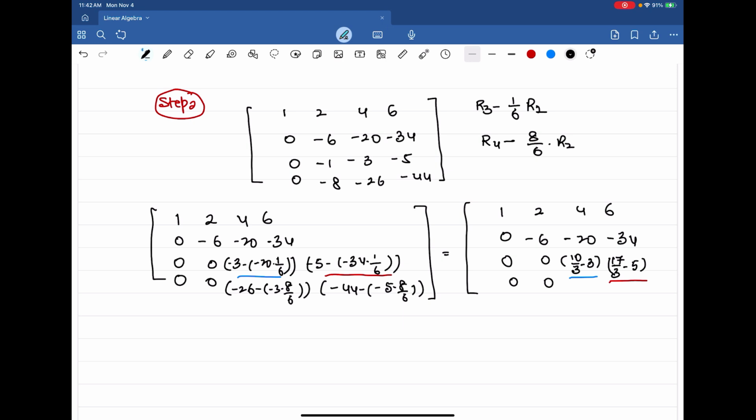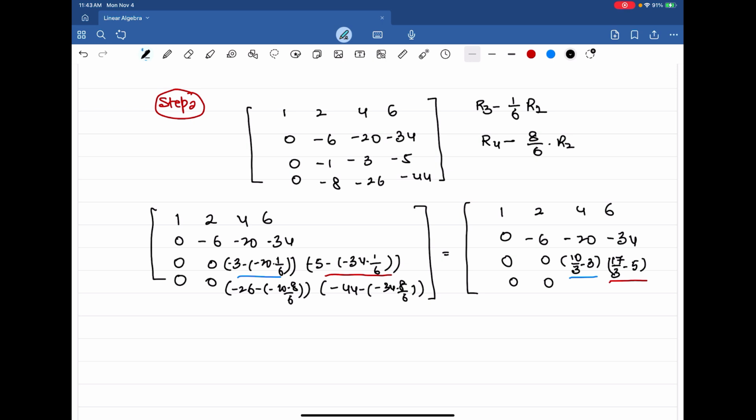Sorry. I made a mistake. Here it is not 8. It is 20. R2 element is 20. It is not 3. It is 20. 20 into 8. Here also it is not 5. It is 34 into 8. Very sorry. It's a little small error.